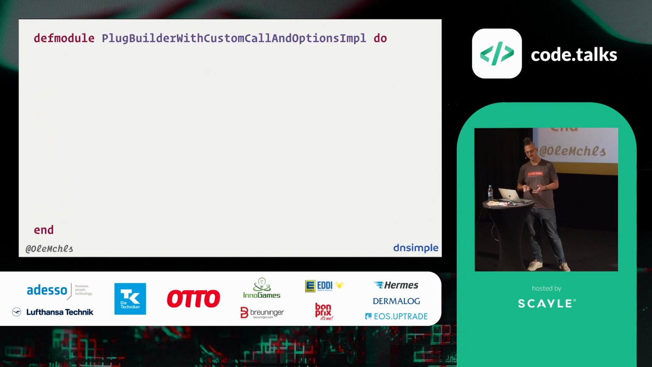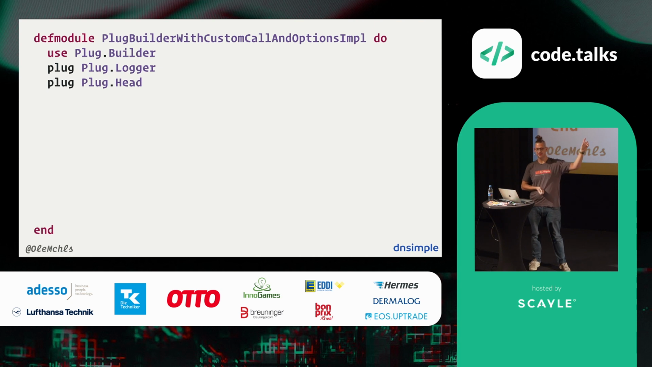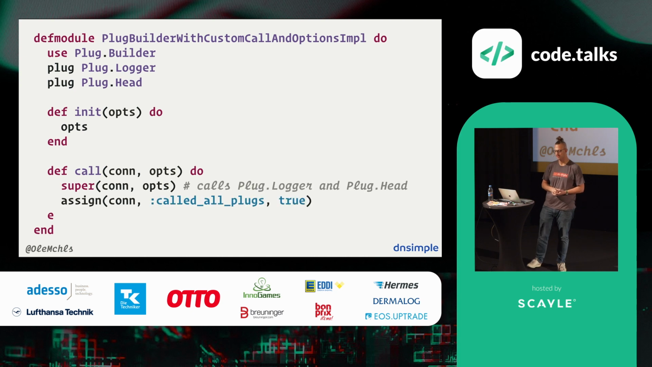So it looks similar. We just start out with a module. Then we use that macro called Plug.Builder. And here we can specify plugs that should be called and used before this plug we are actually defining here ourselves. So it follows the same interface here, and you still need the call function. Super calls the plugs above, and then this assigns here is basically just a demo. This is putting an internal state on the plug connection.